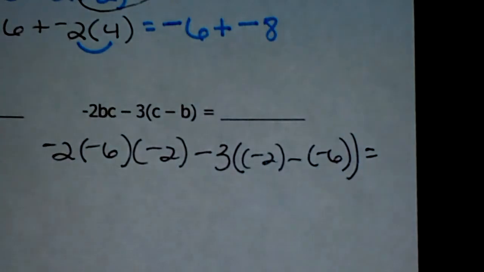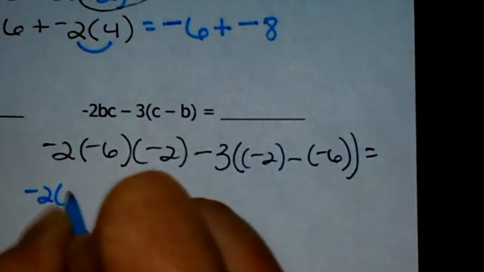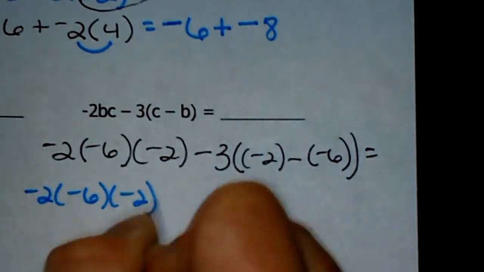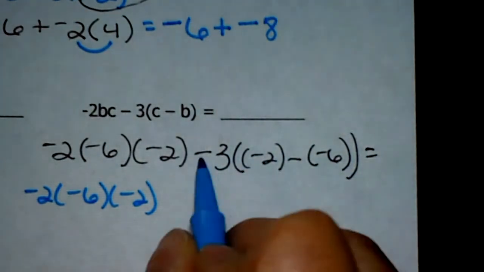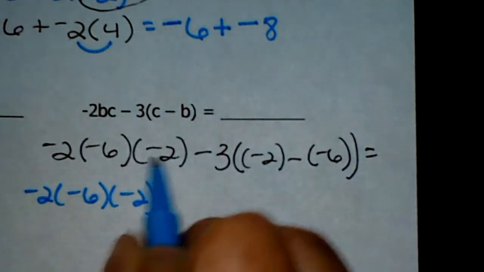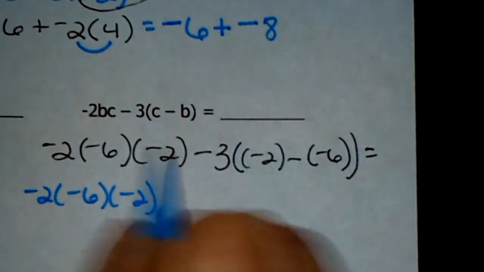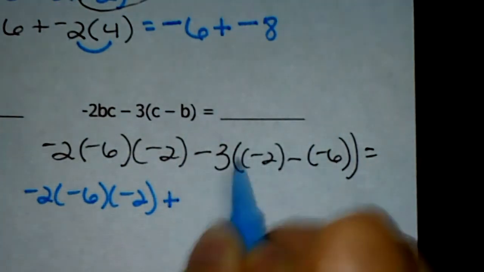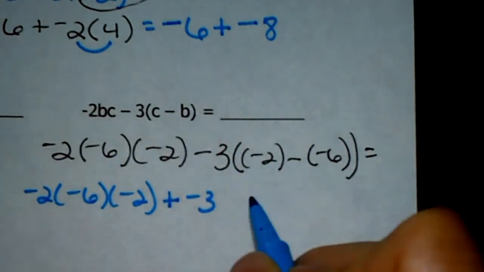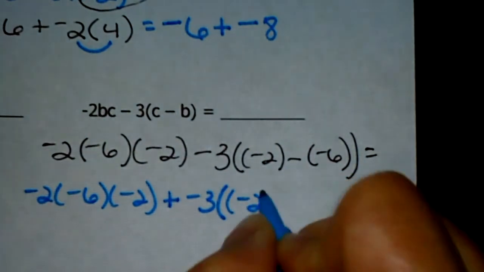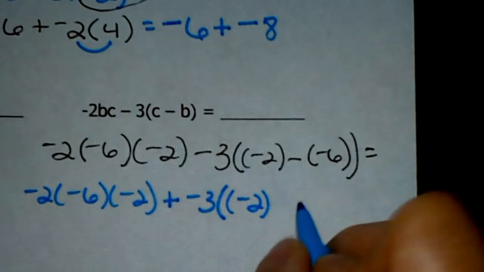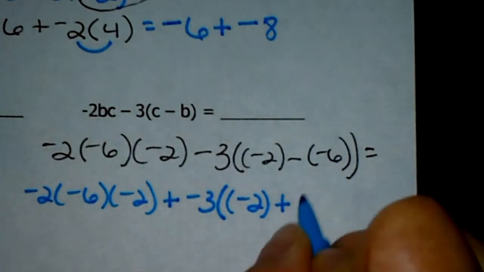Okay, at this point, we can go ahead and change our subtraction to addition. So I'm going to rewrite everything else. I have negative 2 times negative 6 times negative 2. And this has minus 3. Okay? So I'm going to change this subtraction to addition. I didn't change any signs of anything in front of it. You keep what you start with. But I want to add, and this 3 is going to become a negative 3. And in parentheses here, I have negative 2, and it says minus negative 6. That means plus, and it was a negative 6, I'm going to make it a positive 6.